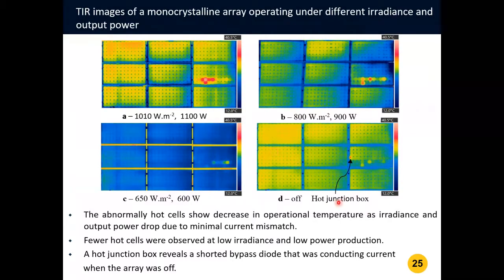When the array was switched off, the substring with hot cells was actually generating current, which was circulating through the faulty bypass diode, and forced the bypass diode to be hot as it was conducting the substring current when this array was switched off.